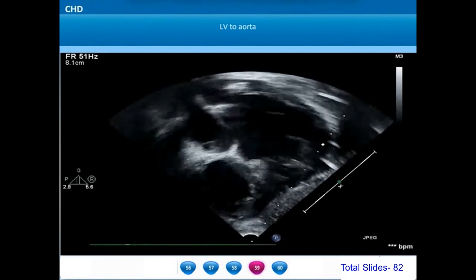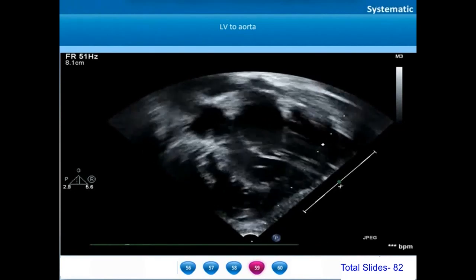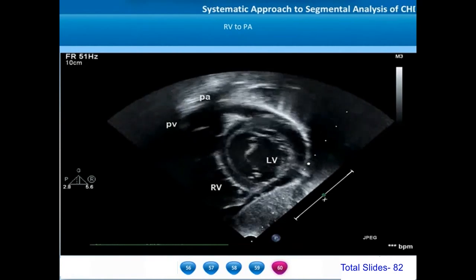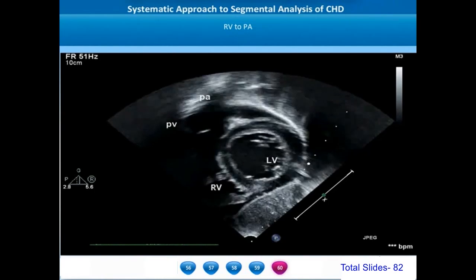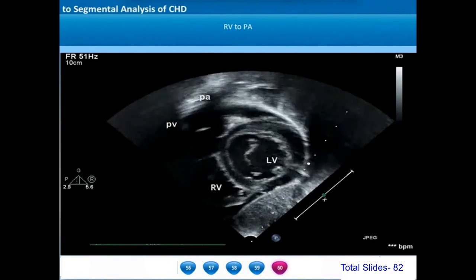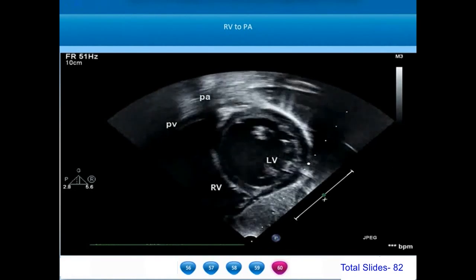In this subxiphoid short axis view, we can appreciate the aorta arising from the morphological left ventricle as in most normal hearts. Similarly, the pulmonary artery is arising from the morphological right ventricle as in most normal hearts, and this will represent ventriculo-arterial concordance.